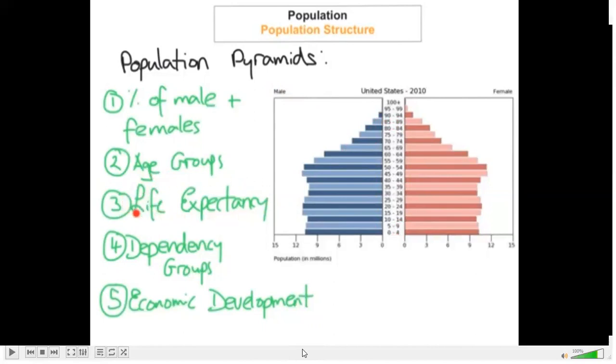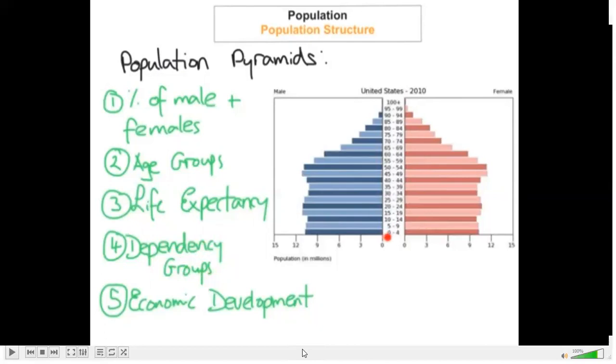Population pyramids also tell us the life expectancy. They tell us the dependency groups, and this is something that I talked about in population part 1, my first video for population, and this is really important. This is a common question that comes up in the Junior Certificate examination, asking you to work out the dependency groups. Dependency groups is the number of people who are active compared to the number of people who are inactive and how they are supported.